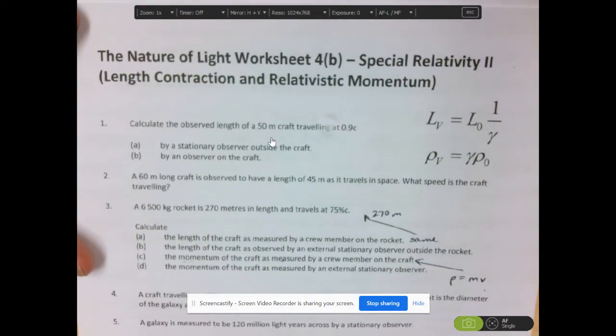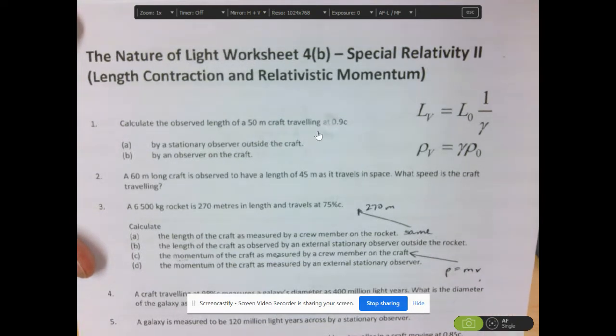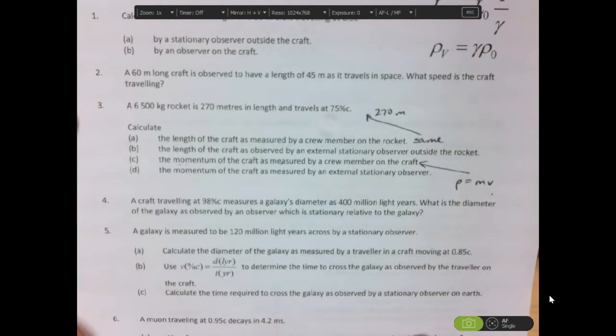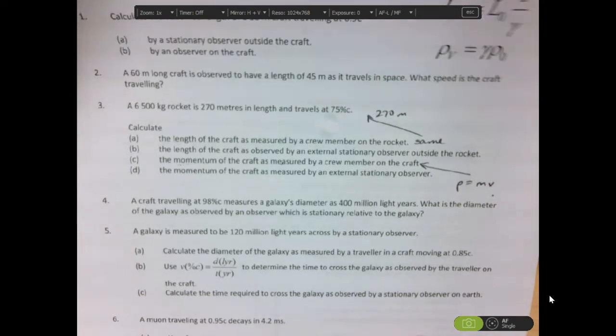Welcome back. This is the second video of the Nature of Light worksheet 4B, which is the relativity of length contraction and relativistic momentum. In the last episode, we did questions 1 through to 3. Now we're going to continue on questions 4, 5, 6, and so on. Okay, so let's start with question 4.